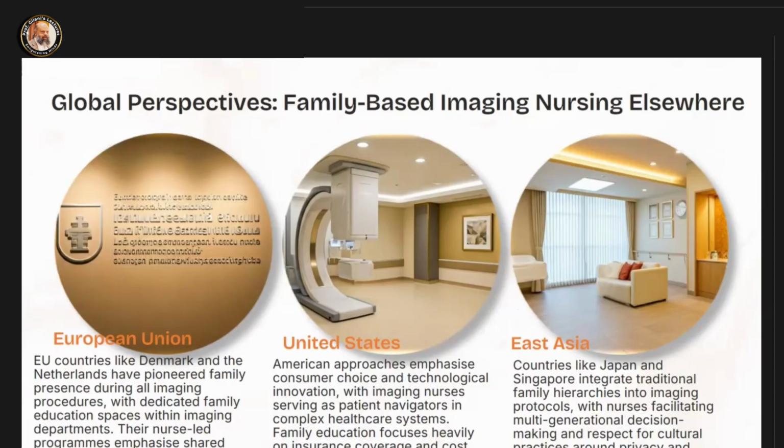In East Asia, countries like Japan and Singapore integrate traditional family hierarchies into imaging protocols with nursing facilitation, multi-generational decision making, and respect for cultural practices around privacy and disclosure.